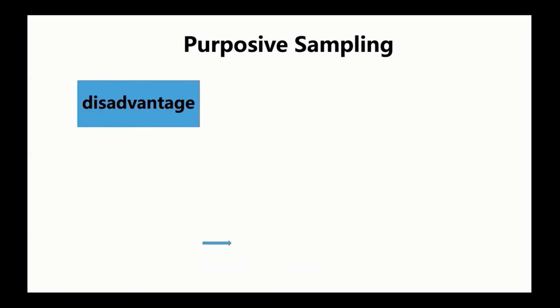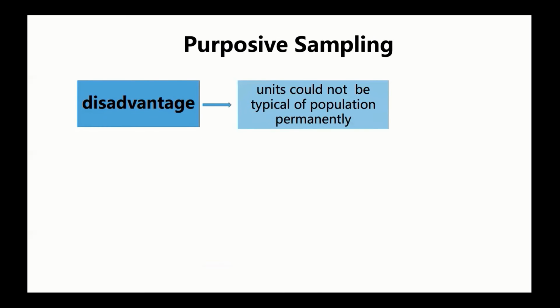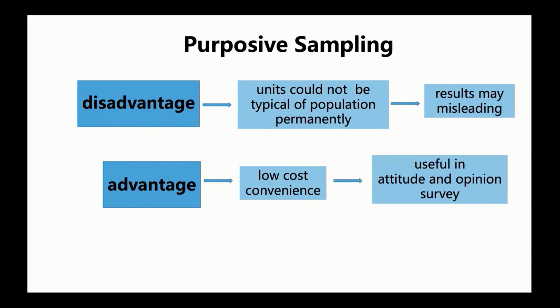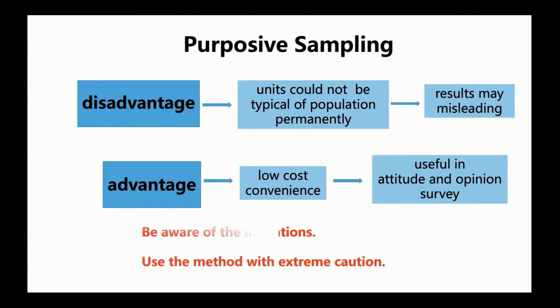first look at the disadvantage. Because the unit could not be permanently typical of the population, the result may be misleading. And for the advantage, its locus is convenient and it's useful in attitude and opinion surveys. At last, please be aware of the limitation and use the method with extreme caution.